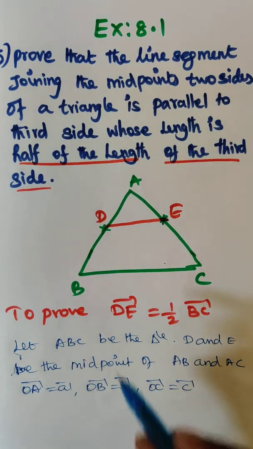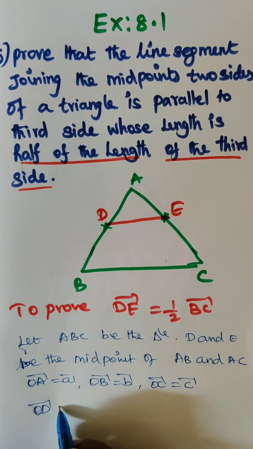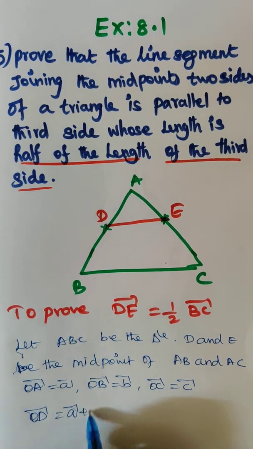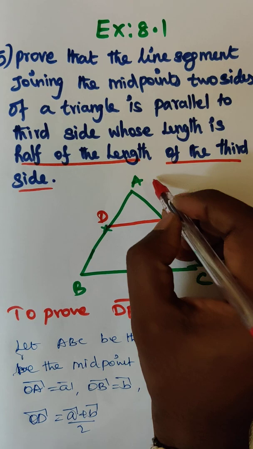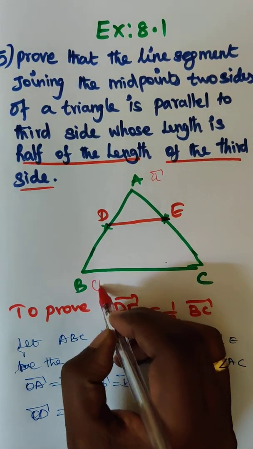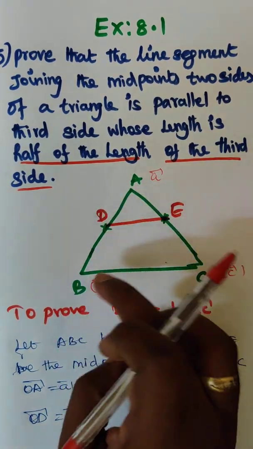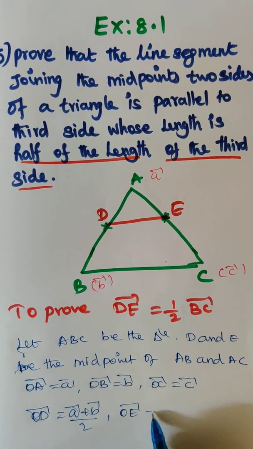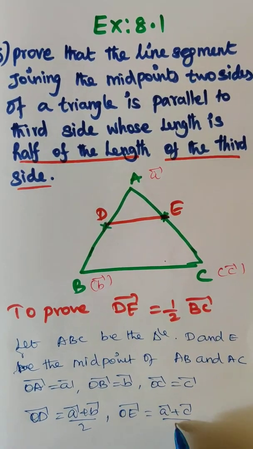So now the midpoint OD vector we can write as A vector plus B vector by 2. Let us consider this A vector, this B vector, and this C vector. So OD vector is A vector plus B vector by 2, and the midpoint OE vector is A vector plus C vector by 2.